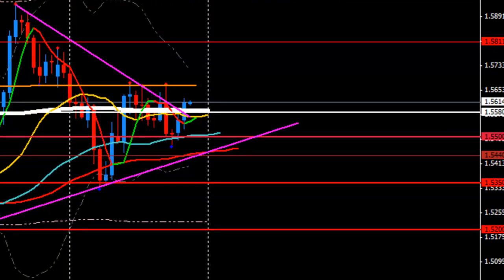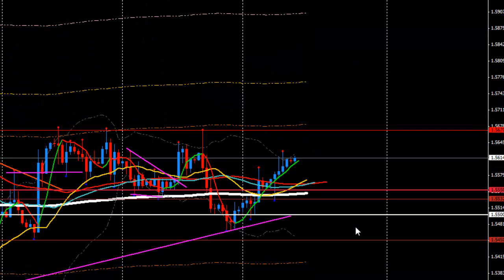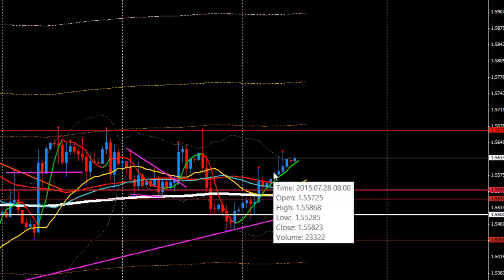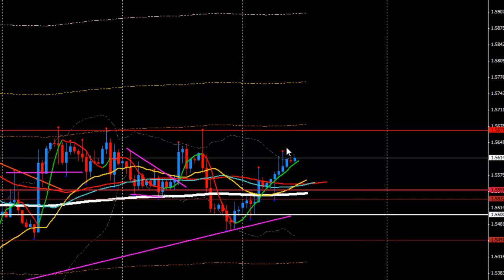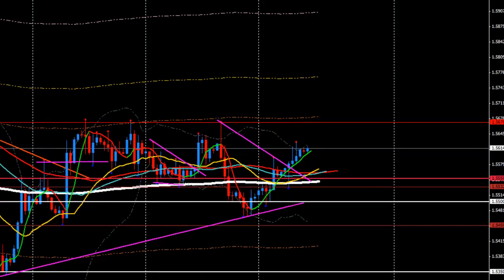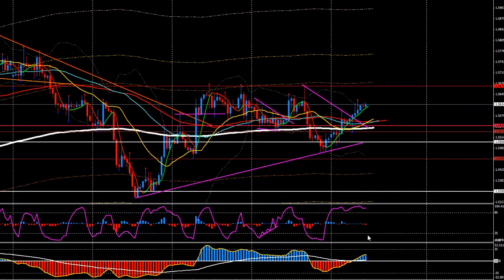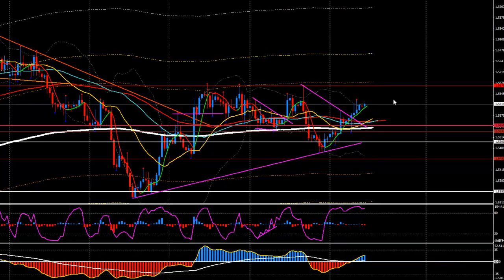Let's move on to the 4-hour. Yesterday we can see a nice bearish rejection. After this candle we had an opportunity for a long, and we had the breakout of the triangle as well yesterday. You can see the bullish momentum has changed, and the stochastic is still above 80. As long as the stochastic stays above 80, the bullish is strengthening. Right now we can see the price at the Bollinger Band.